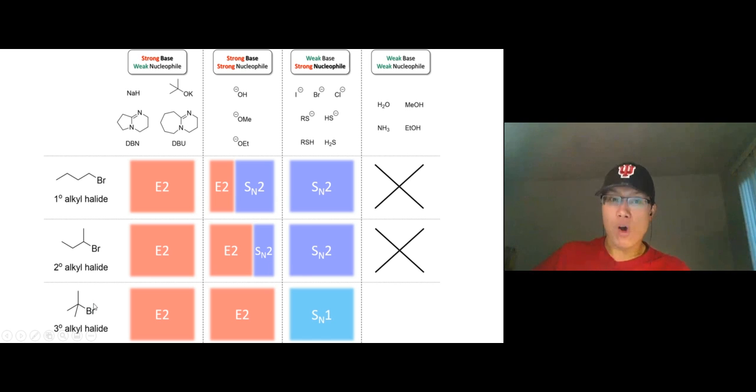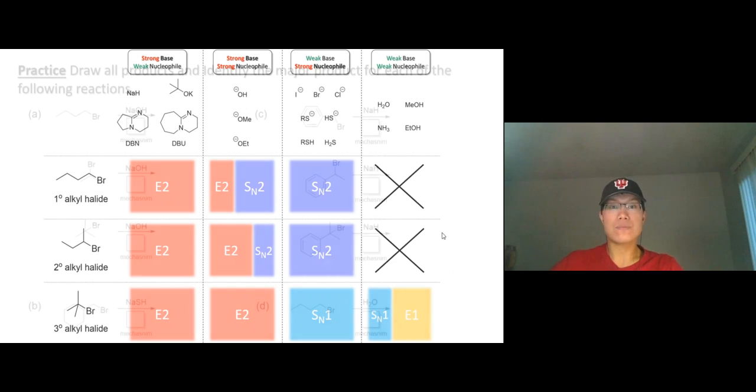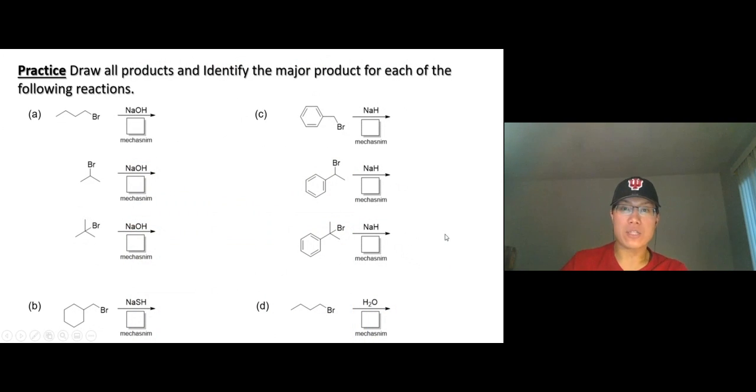So SN1 usually doesn't dominate, except when you heat it up. Under elevated temperature, E1 becomes dominant. We usually heat it up basically because these guys are so weak. They don't really do anything. We have to heat it up to speed up the reaction. Otherwise, it's going to be way too slow, right? And every time you heat it up, elimination dominates. All right, let's do this together in the next video.